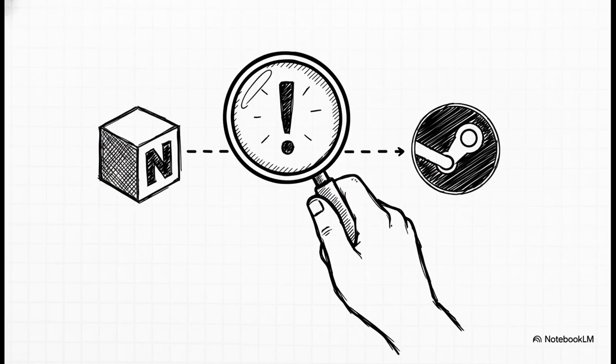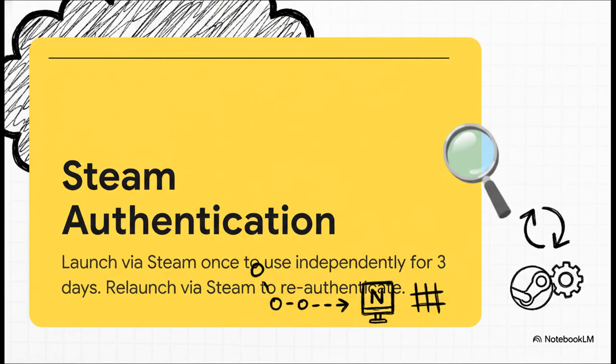Now, just before you go and do that, there is one little thing you should know about how Nvil works with Steam. It's not a big deal at all, but it's good to know so you're not surprised. Here's how it works. The first time you run Nvil, you have to launch it through Steam. After that, you're good for 3 days. You can close Steam and just open Nvil directly. After those 3 days are up, you just need to launch it through Steam one more time to kind of refresh its license. Simple as that.